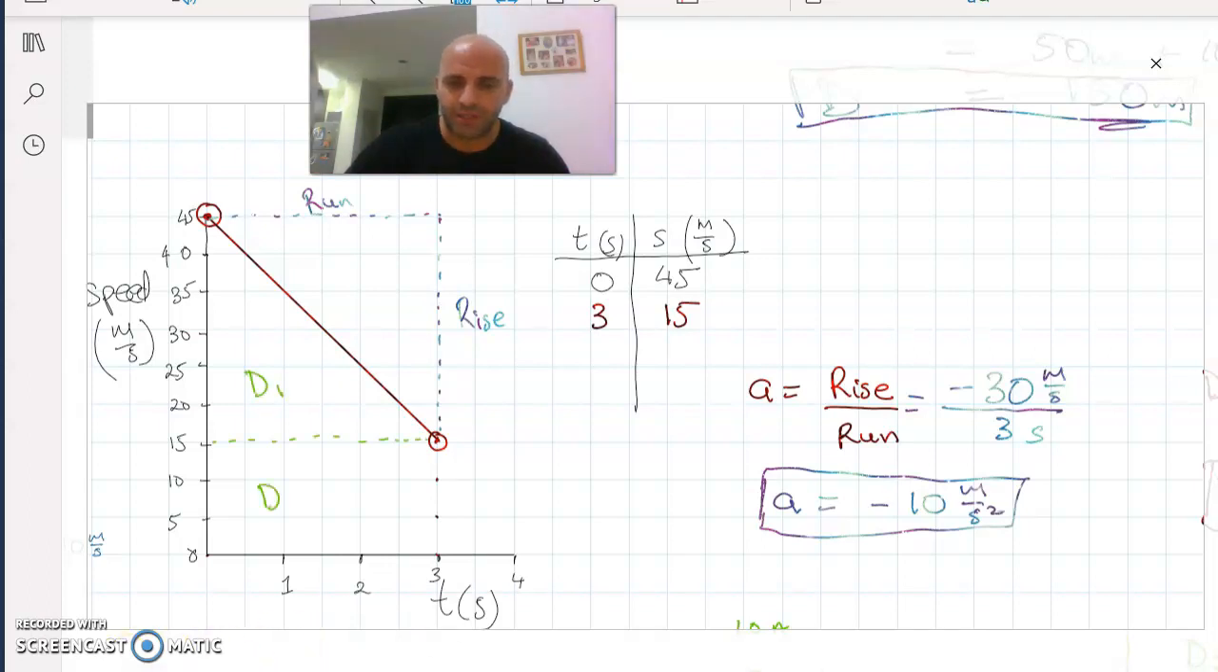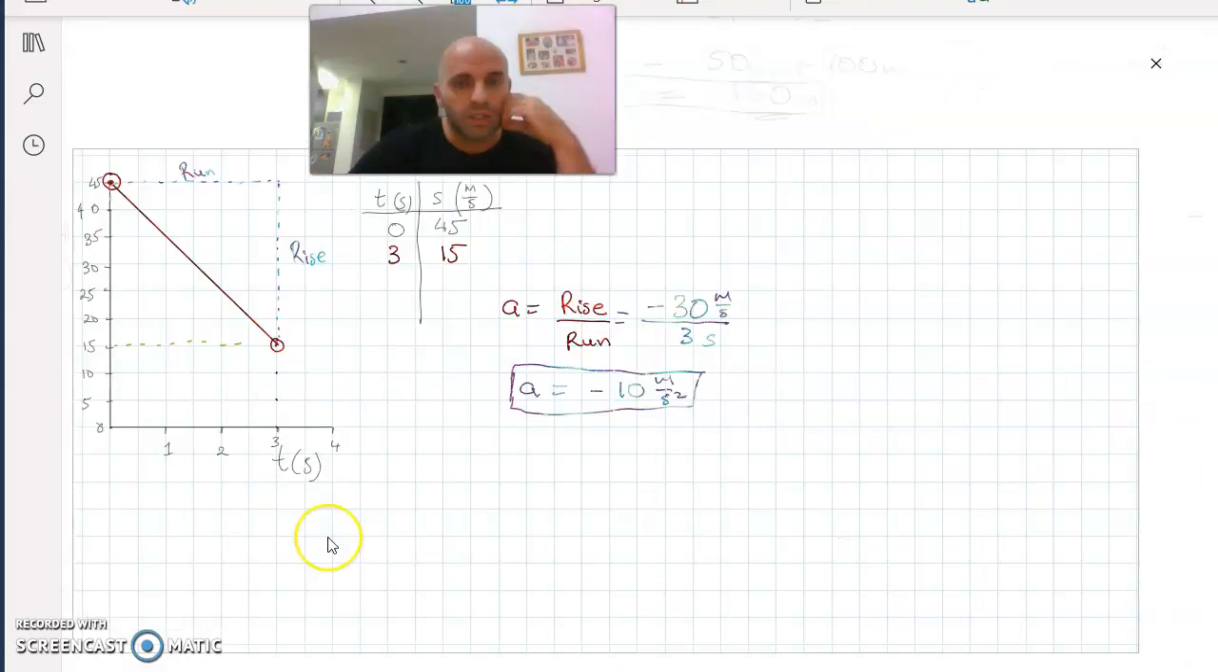Then what I decided to do was to look at the distances on my speed time graph. If you remember, the distance on a speed time graph is given by the area between the line graph and the time axis. So notice here I've got two shapes underneath this line. I've got a triangle here for distance 1, and distance 2 is a nice rectangle. I use this to calculate my total distance.